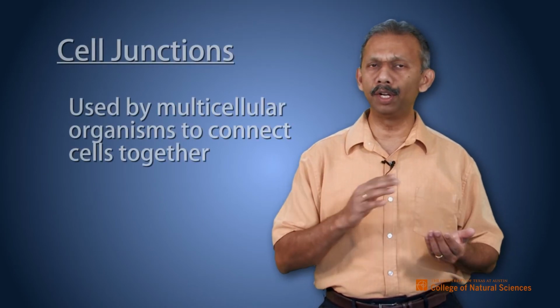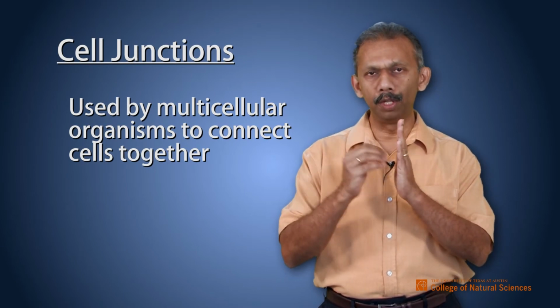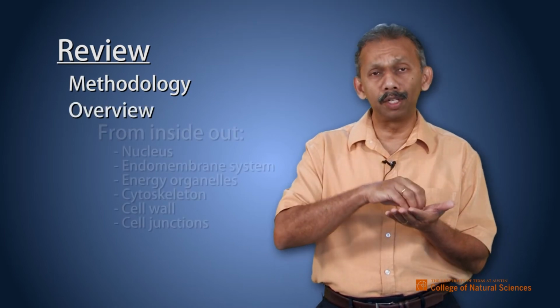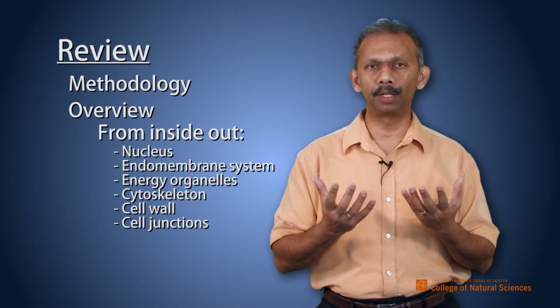So the multicellular organism, in addition to having the cell membrane, also has cell junctions, how the two cells are connected together. So that would be completing the whole cell structure and function, starting with a methodology, an overview, and from inside out into the cell surface. So we cover the entire cell structure and function.